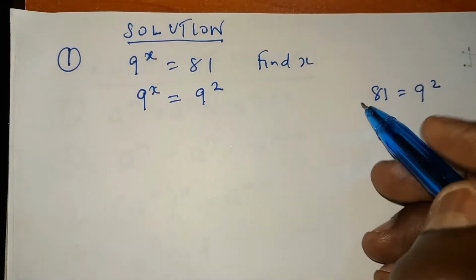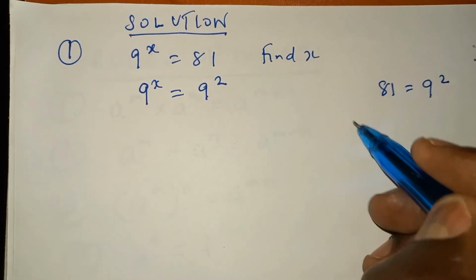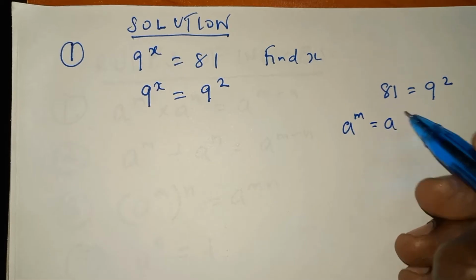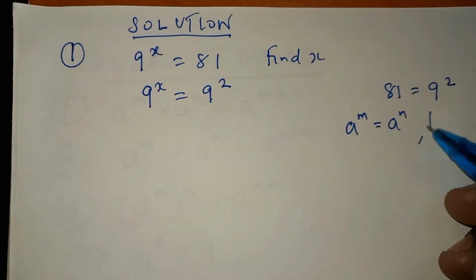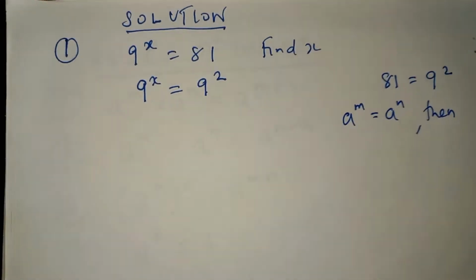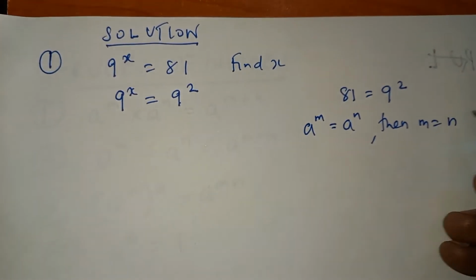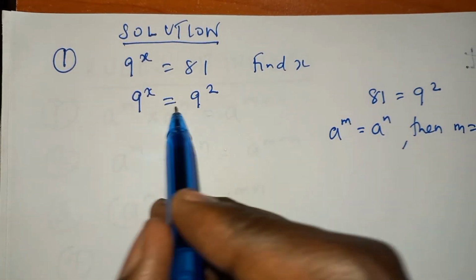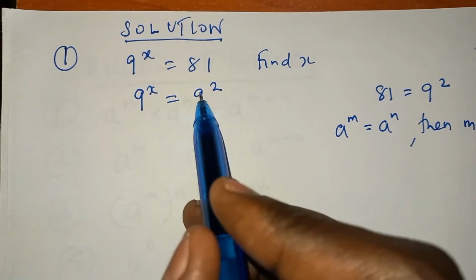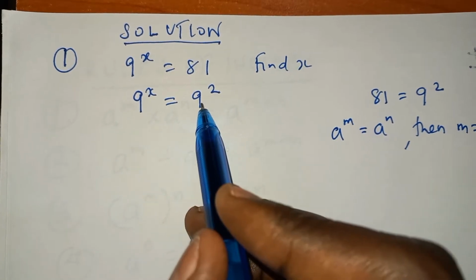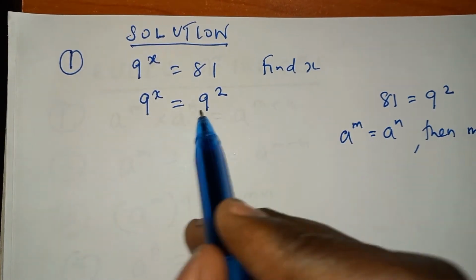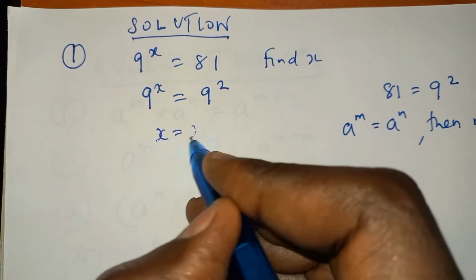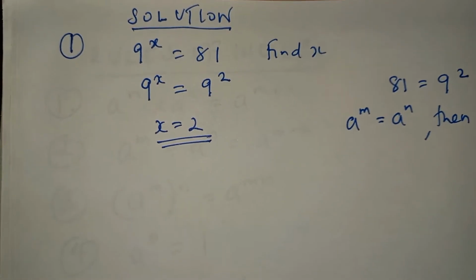And using the 8th rule of indices that says if m raised to power n is equals to a raised to power n, then m is equals to n, we can see here that we have a similar situation where two numbers that are equated have the same base and different powers. So if the bases are the same, then we expect the powers to be the same. That means that x is equals to 2. And that is your solution.